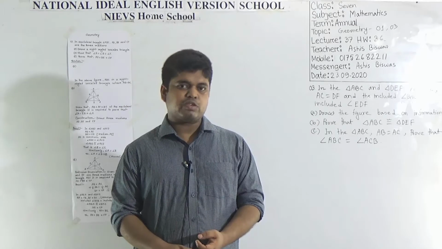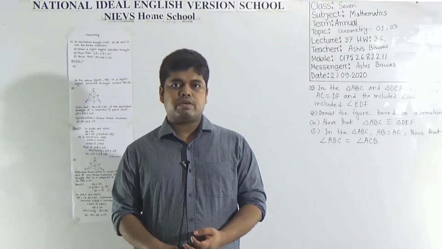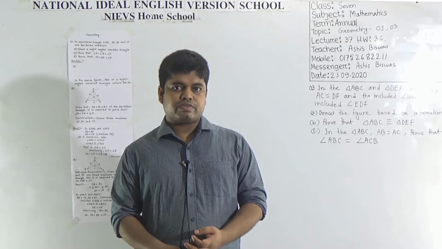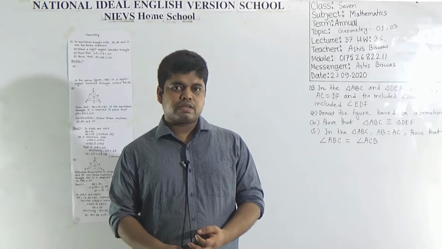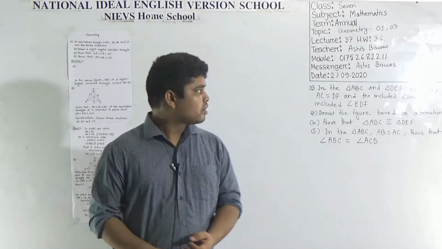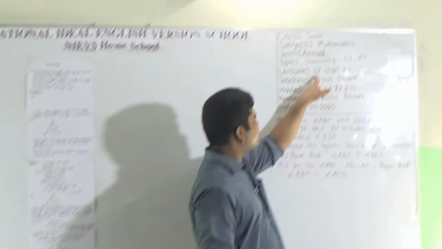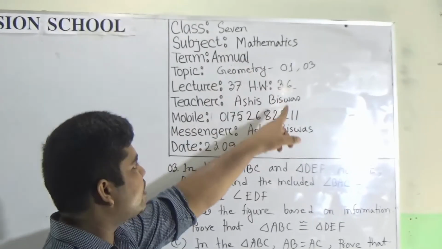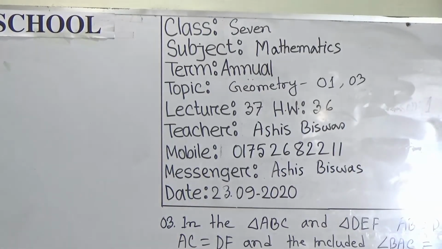My dear students, CQ number 1 will be your CW and CQ number 3 will be your SW, because most of the questions of this CQ are already done in our previous classes. So, my dear students, let us start our class. Today is our lecture number 37 of annual term and today's SW number will be 36.